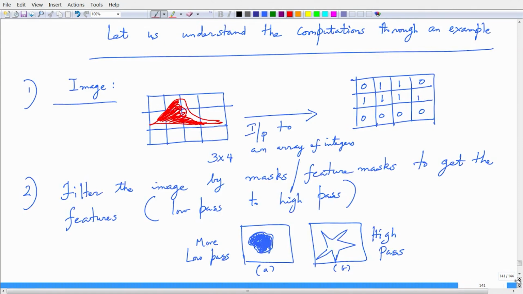Now, let us see how this works through computations, and we will see through an example. Suppose I am given an image like this. This is a 3 by 4 image. This can be treated as an array of integers. If you are doing an 8-bit representation or a 16-bit representation or whatever is your representation, once you sense from the camera, you convert this into a set of integers to the level of bit precision that you want, and that is how your image is represented.